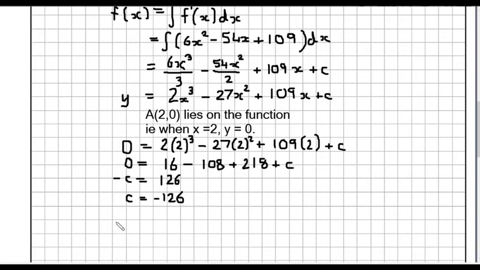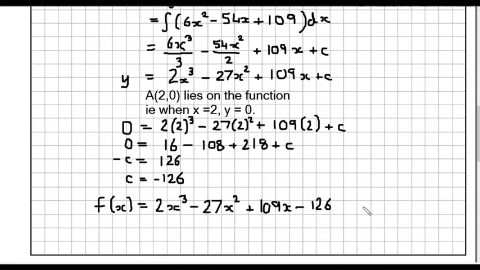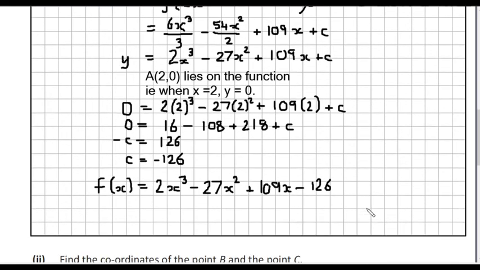Now we can put that back into here. And let's write it again as f of x. So f of x then is indeed equal to 2x cubed minus 27x squared plus 109x and then minus 126, and that is as required. Alright, so that's B part 1 done.